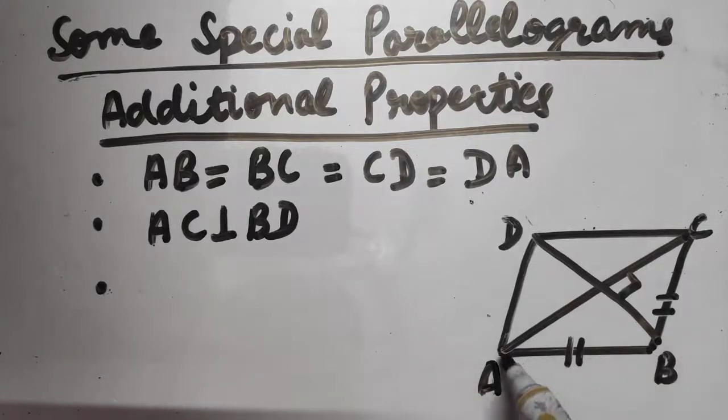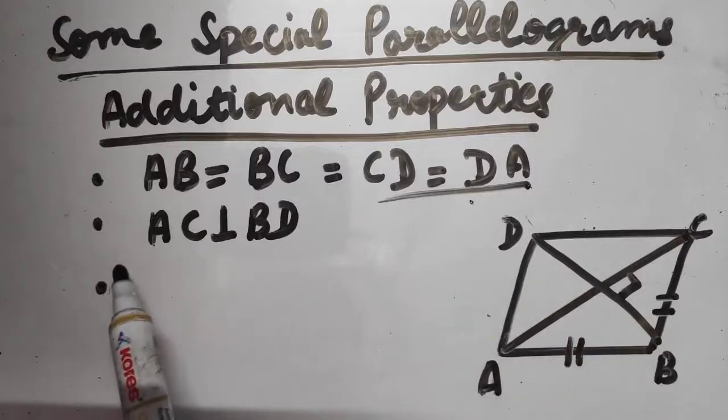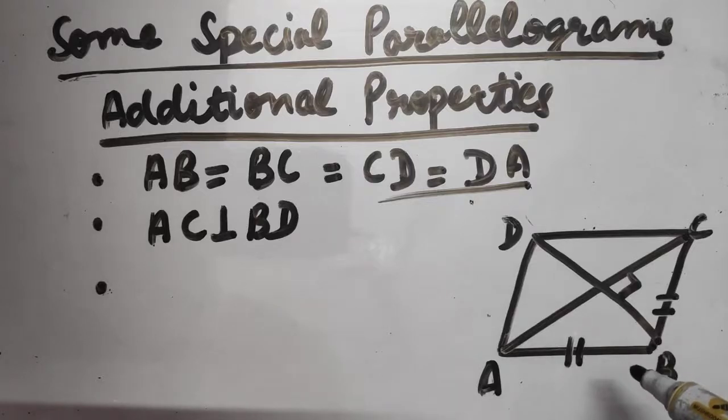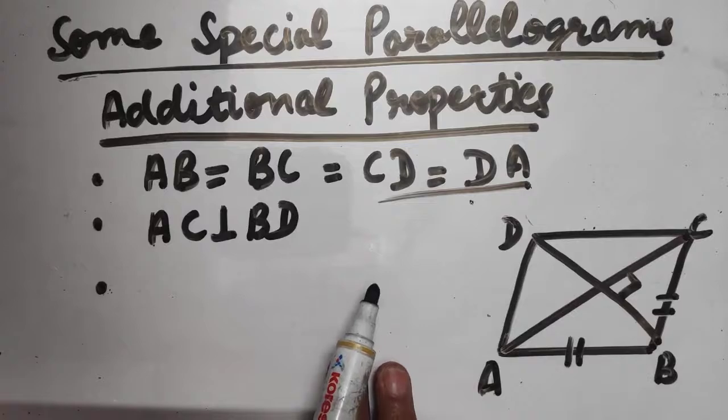First property is AB is equal to BC is equal to CD is equal to DA. Second property is the diagonals of a rhombus are perpendicular bisectors of one another. Third property is the diagonals of a rhombus bisect the angles of the rhombus. So these are the additional properties of a rhombus. Let us talk about the square now.